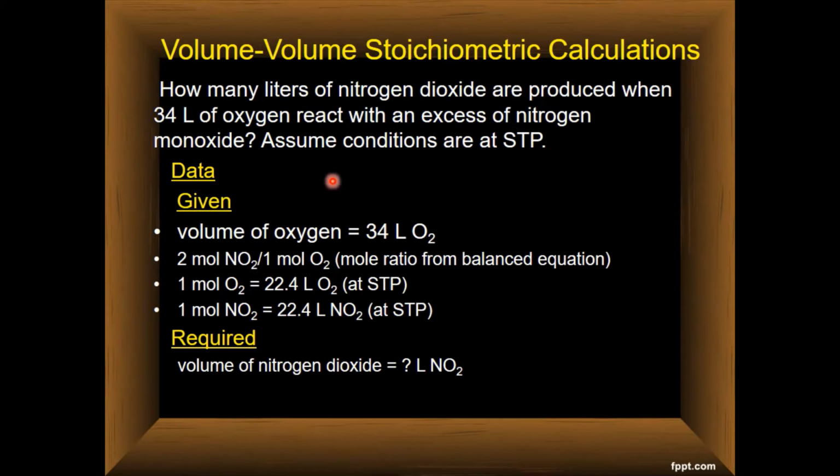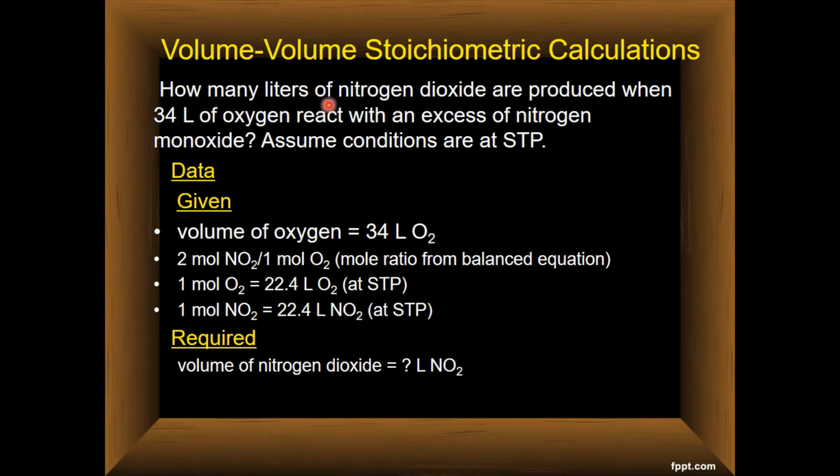Now, next thing, by getting the chemical equation, you can get 2 moles of nitrogen dioxide give you 1 mole of oxygen, the mole ratio of the balanced equation. And then 1 mole of oxygen is equal to 22.4 liters of oxygen. From where we get the 22.4 liters? Remember, at STP, the volume of 1 mole of any gas will be 22.4 liters. At STP, this is the constant value.